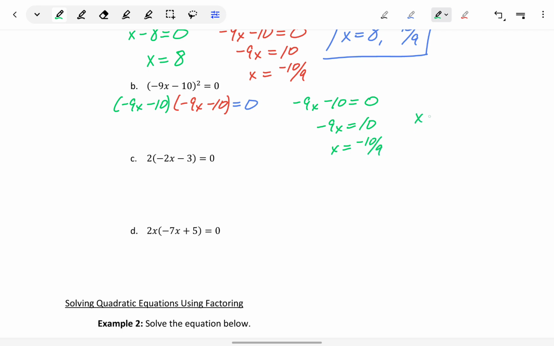So in this case, we only have a single solution. x is equal to negative 10 ninths. But again, applying that zero product property, we just didn't need to solve this second equation, set equal to 0, because it would yield exactly the same result.